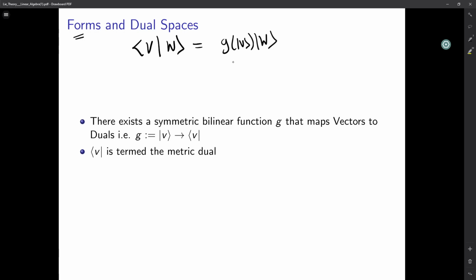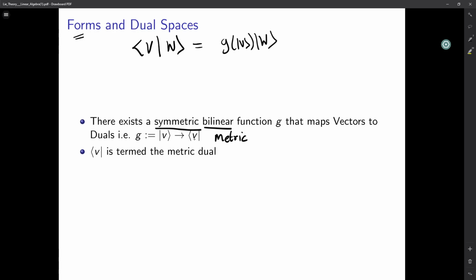Why am I writing it this way? What I mean here is there's basically a symmetric bilinear, I'll get to this, a function that takes a vector and spits out its corresponding dual. Just like every vector space has a corresponding dual space, every vector has a corresponding dual element, and this map, in physics lingo, is called the metric, although generally metric means your distance function, but you can use this to define distance, as we'll see in a second.